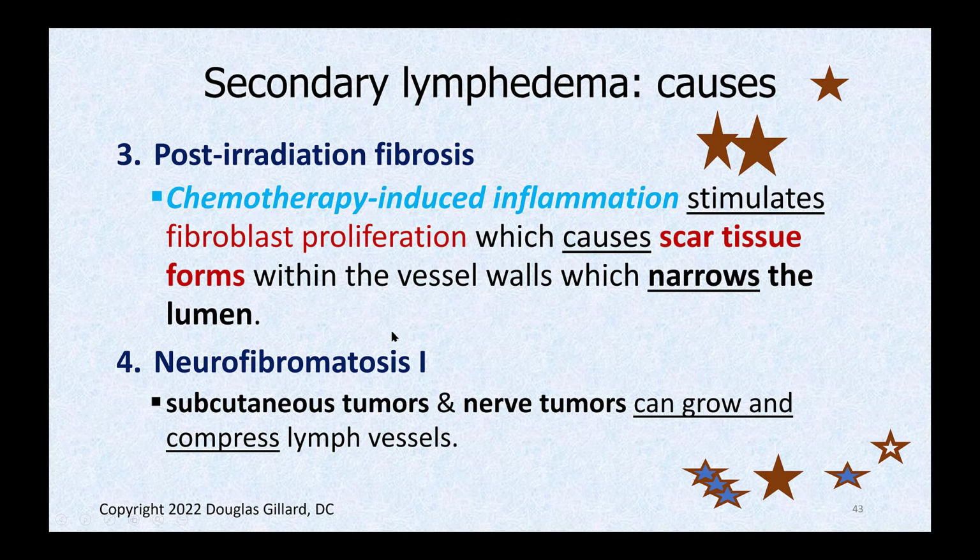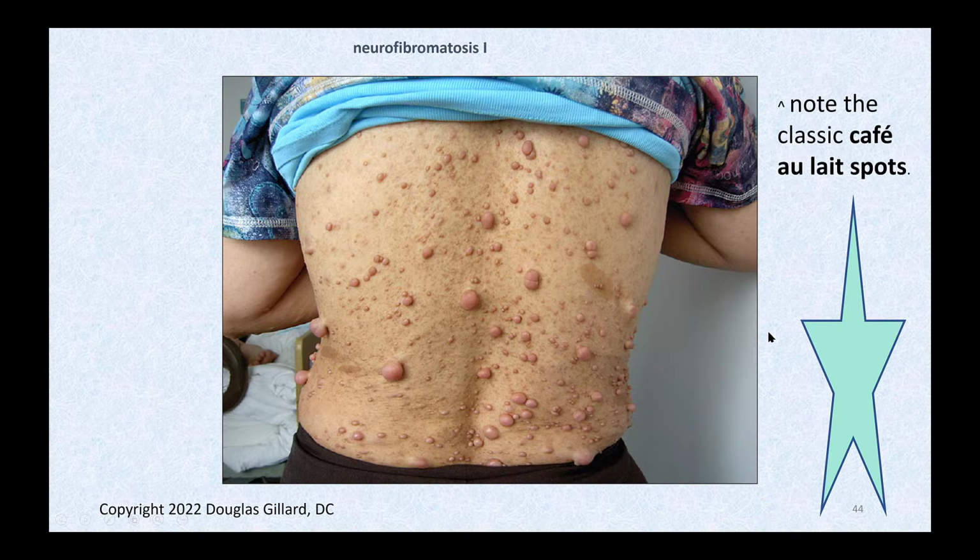Another condition is neurofibromatosis 1. You should definitely know that. You get these little tumors that grow all over the body. Here's a patient with neurofibromatosis 1. And what we can't see, a lot of these go way down into the dermis and even subcutaneous layers, or the third layer down. Note the cafe au lait spot, classic with people with neurofibromatosis 1.